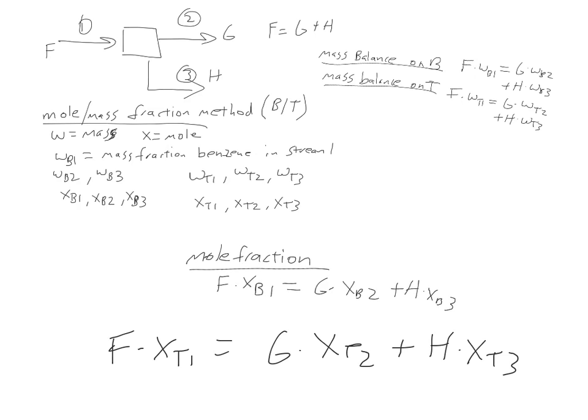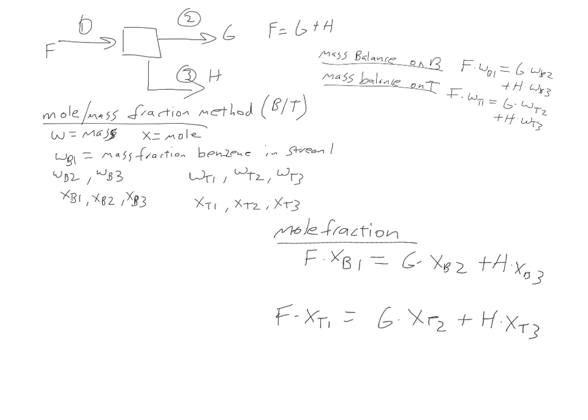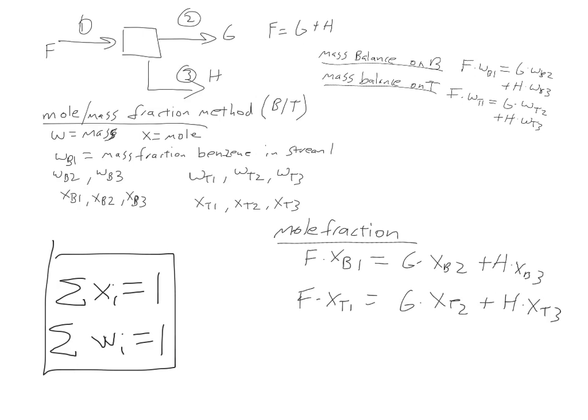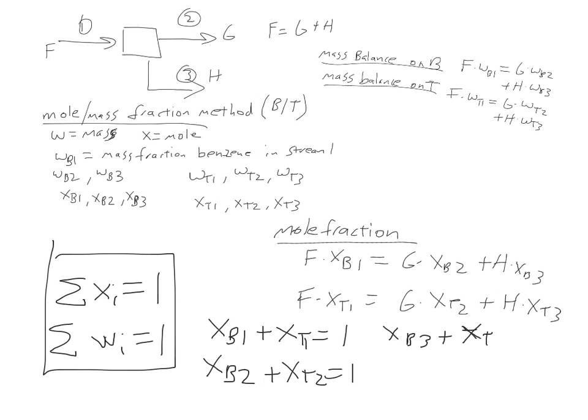Now we have one other thing that I just need to remind you of, and you've seen this before, but it's important to keep this in mind, that mass fractions and mole fractions are not independent. The sum of all mole fractions in a stream equals 1, and the sum of all mass fractions equals 1. So in this case, let me just put a nice little box around that. In this case, XB1 plus XT1 is equal to 1. XB2 plus XT2 is equal to 1. And if you haven't figured it out, XB3 plus XT3 is equal to 1.